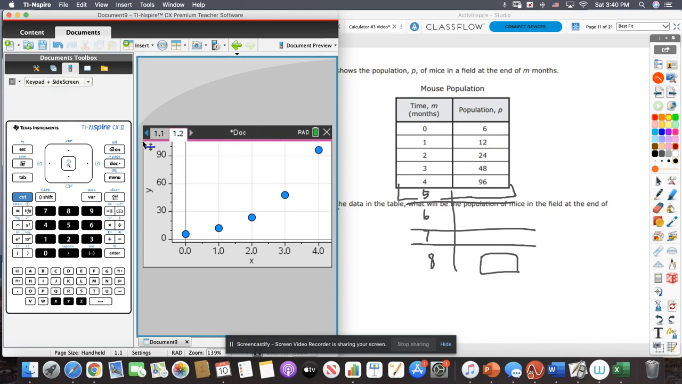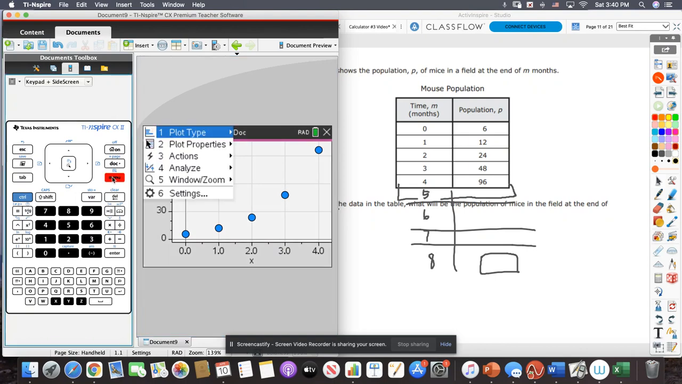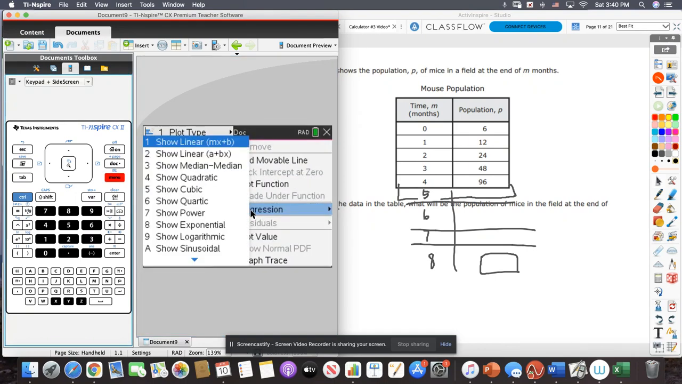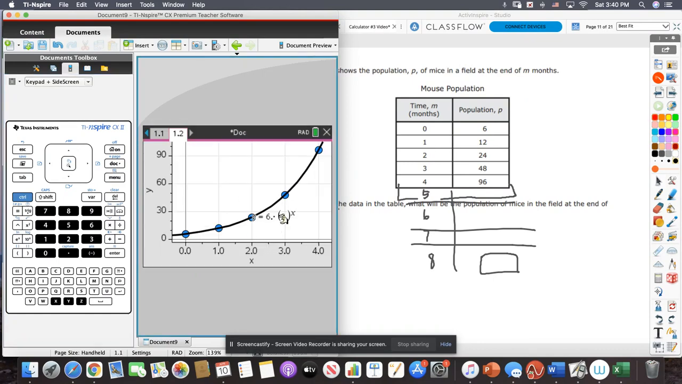So menu, I probably want to go, well, I can do it from here. Menu, analyze, regression. And this time I'm going to go to exponential. Okay, there's quadratic and there's linear. It could be either one of these three. And show exponential. And then there's the equation, y equals 6 times 2 to the x power.